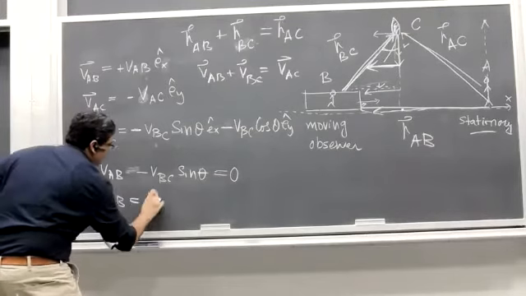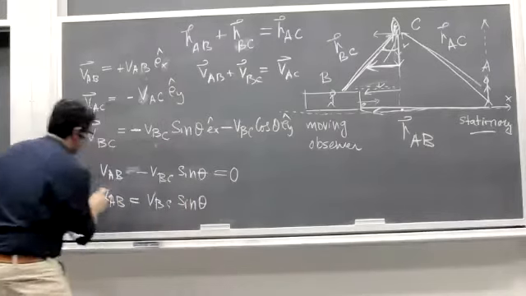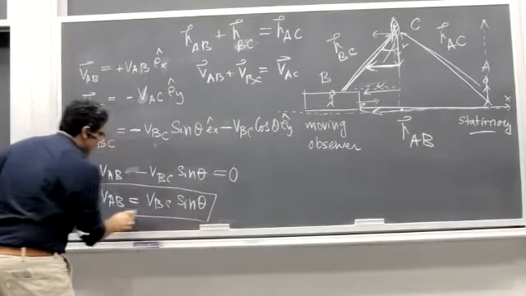So we have basically found VAB is equal to VBC sine theta. So one of the relationships.